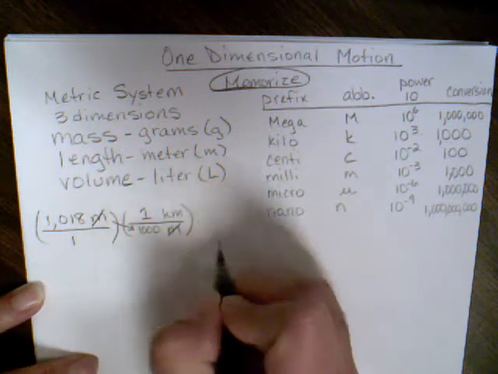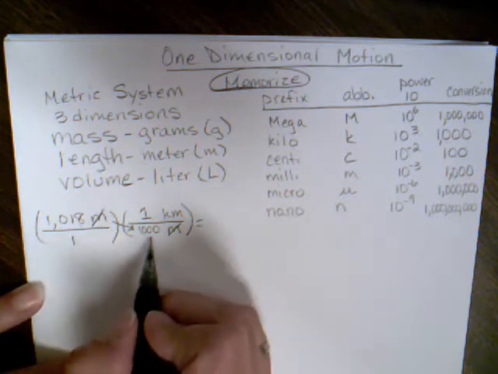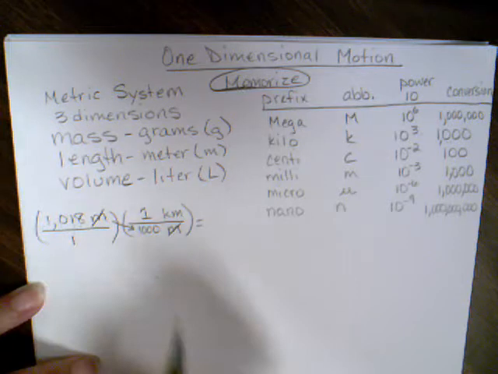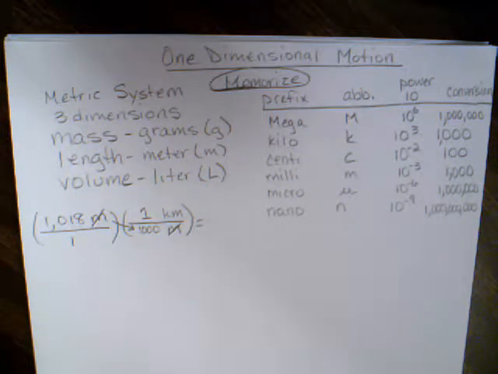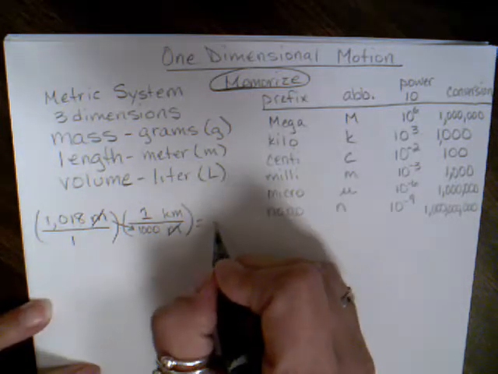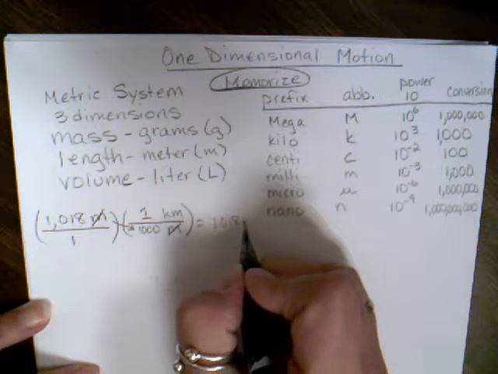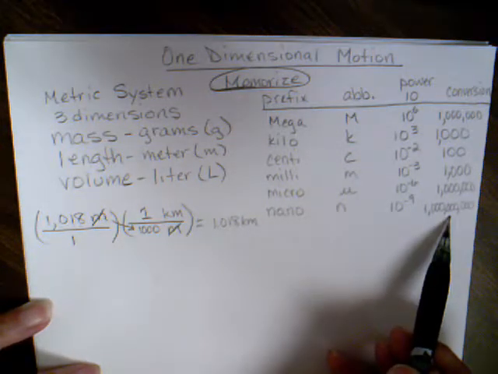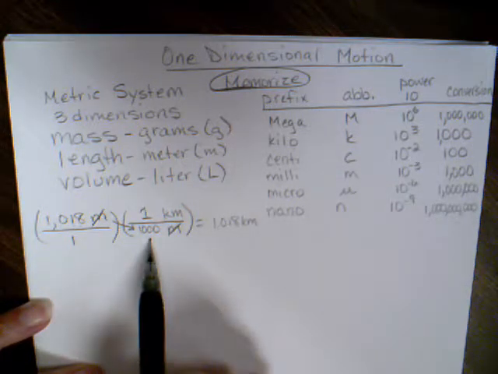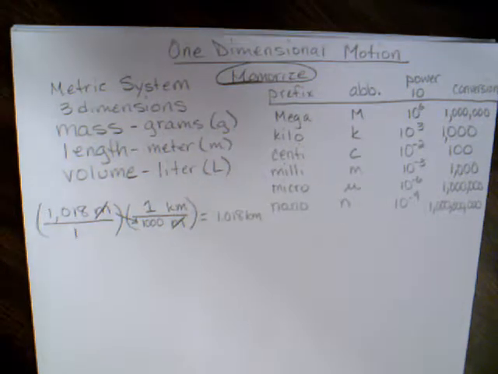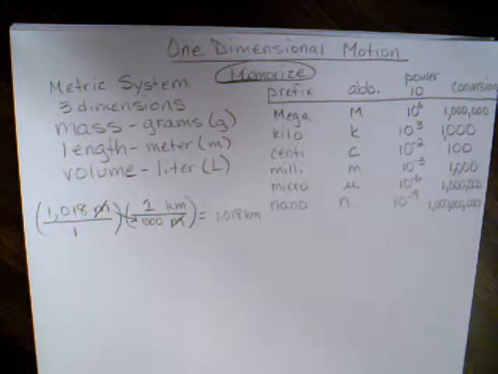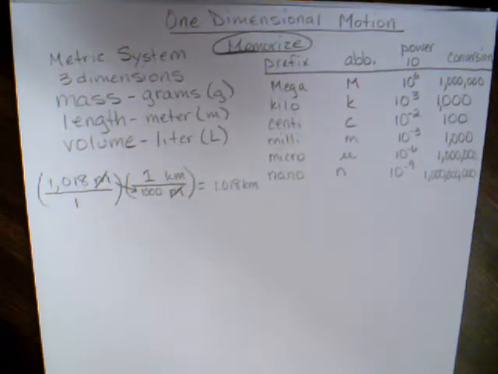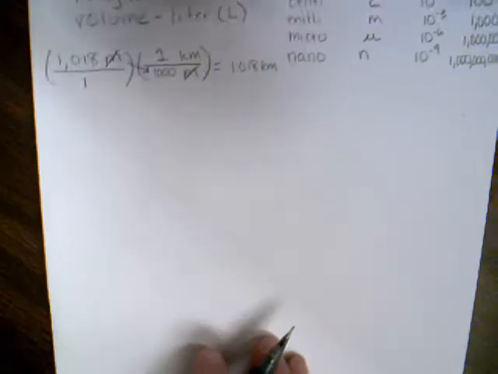Our meters cancel out. We take 1,018 divided by 1,000, and we get 1.018 kilometers. You need to know how to use these conversion factors over here to go between the prefixes in the metric system. Alright, remember you can pause this video if you need to continue writing stuff down, but I'm going to move on.